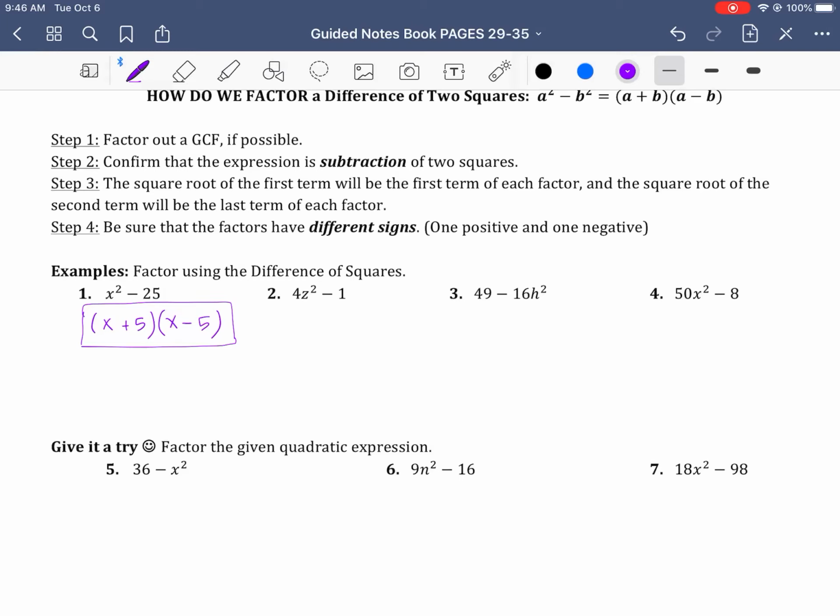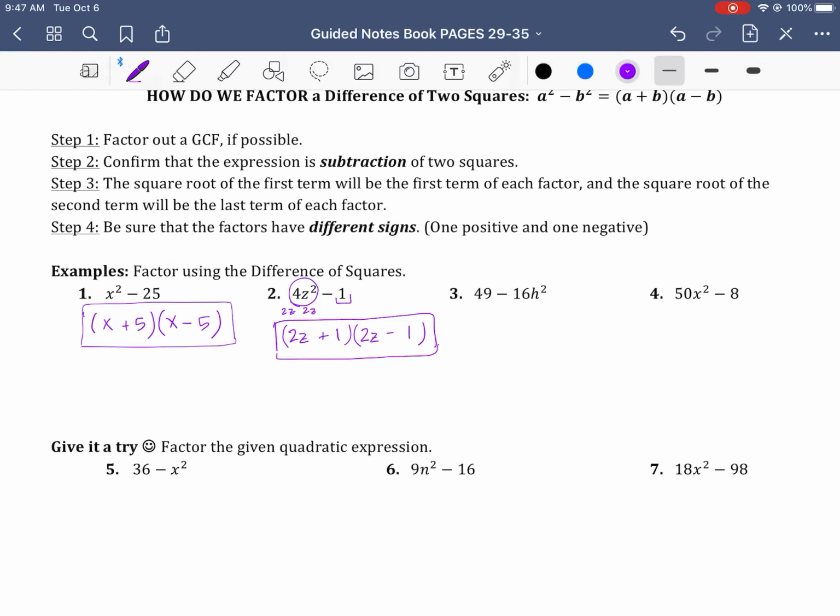Number 2, again, we look for a greatest common factor. Notice that the first term has a z squared, the second term doesn't have any z's, so no common factor there. So instead, we see that it's a difference of perfect squares. 4 is a perfect square, and 1 is a perfect square, 1 times 1. So we take the square root of 4z squared. That would be like 2z times 2z, and they get to go in the front of each binomial factor. The square root of 1 is just 1, and then we make sure that one of them is positive and one of them is negative.